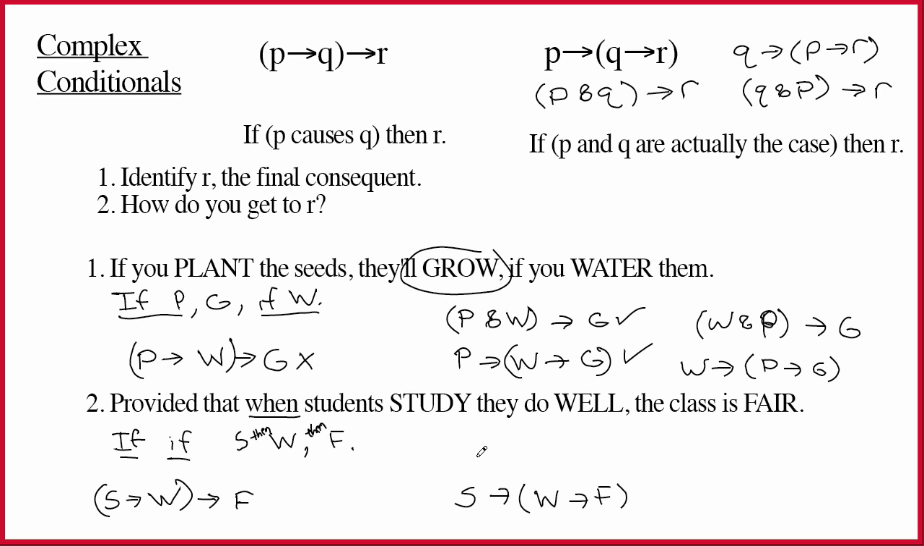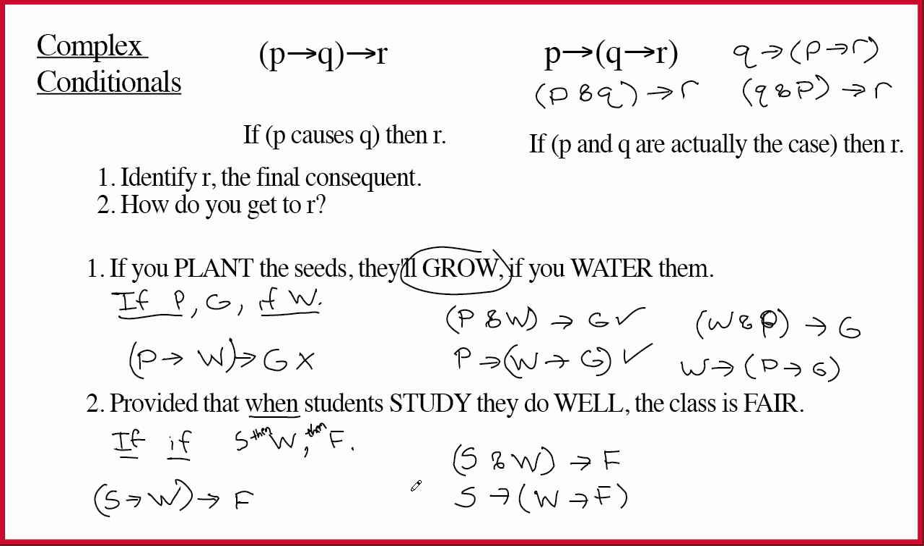What does this one say? Well, let's check it. This would say S ampersand W, arrow F. Translate it into the equivalent version to help your intuitions. This would say, if students study and they do well, then the class is fair.